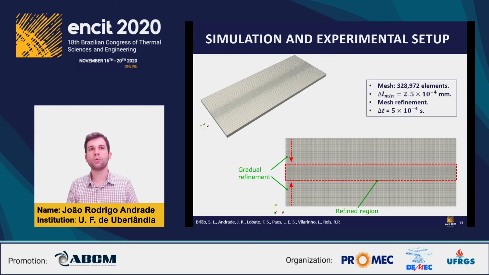Mesh refinement was also applied in the region close to the heat source path. The grid details can be seen in the following figures. Gradual refinement was applied. A mesh with near 330,000 elements was applied. The minimal volume dimension is given by 2.5 to the minus 10 millimeters.